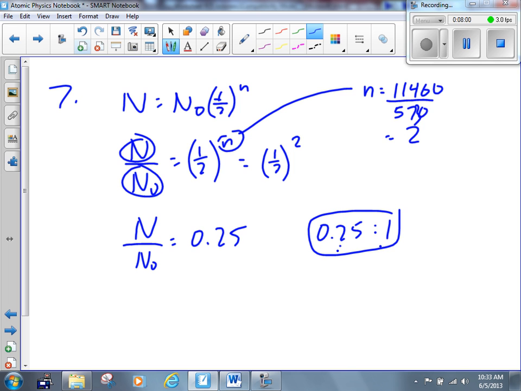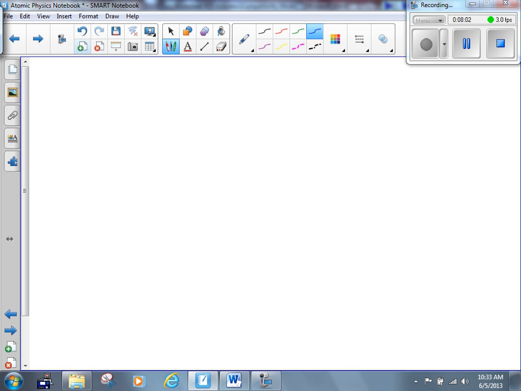Okay, number 10. 10 says, how many half-lives would it take for a radioactive sample to decay to 25% of its original activity? Well, let's say N0 is equal to 100%. We're going to find out how many half-lives it takes to decay to 25%. N would be 25%. And we're looking for a little n here.